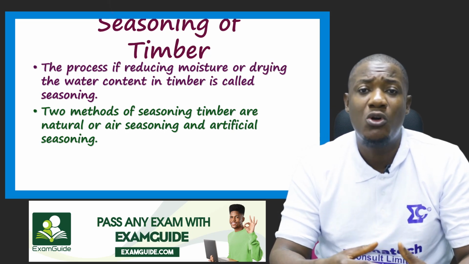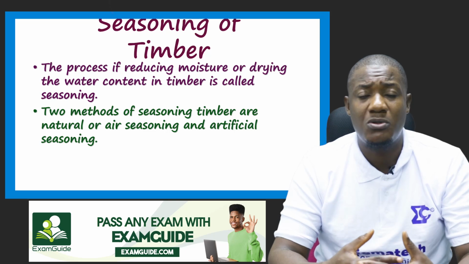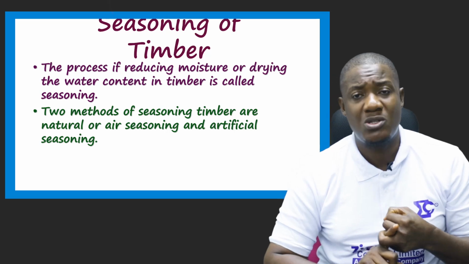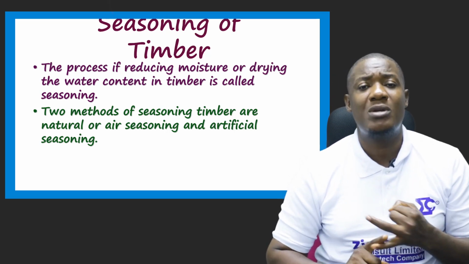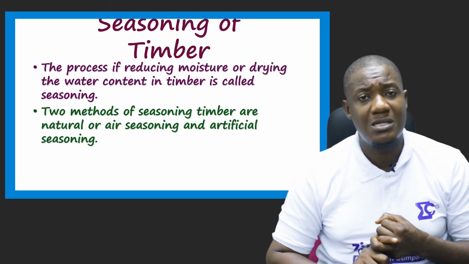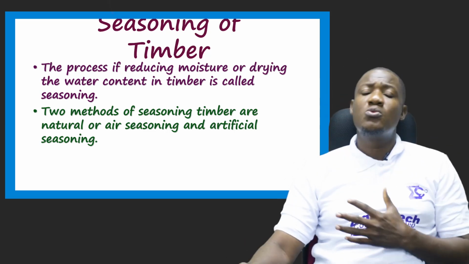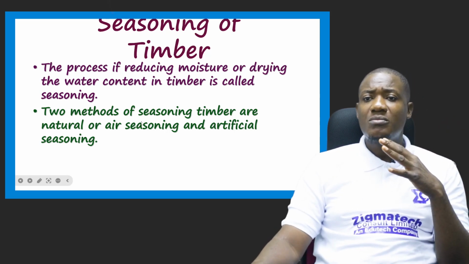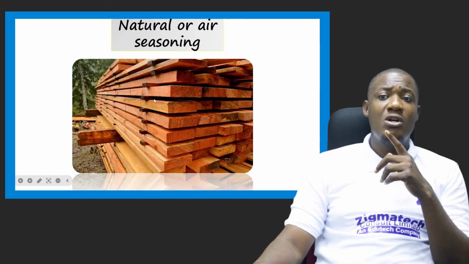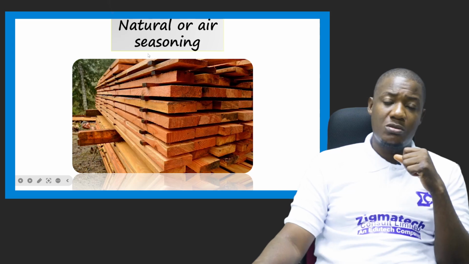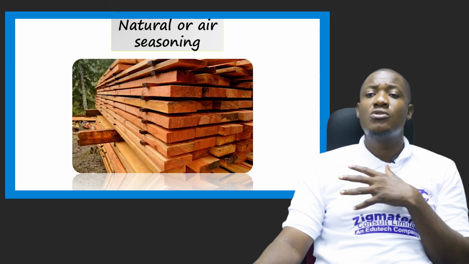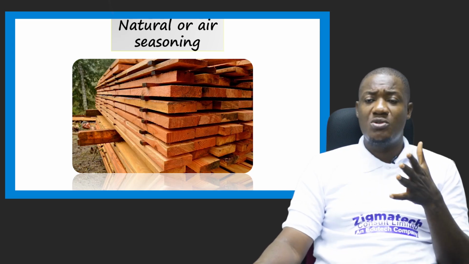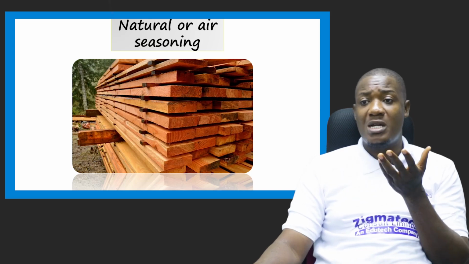Seasoning can be done using two methods. Number one, it can be done by the natural method, and number two, by the artificial method. The natural method, or what we call air seasoning, involves stacking the wood in a timber shed. After stacking them, the next thing to do, just as you're seeing now, is to take a heavy load and place it on them. You do this so that these planks stacked like this will not be exposed to defects of timber, maybe due to adverse weather conditions.